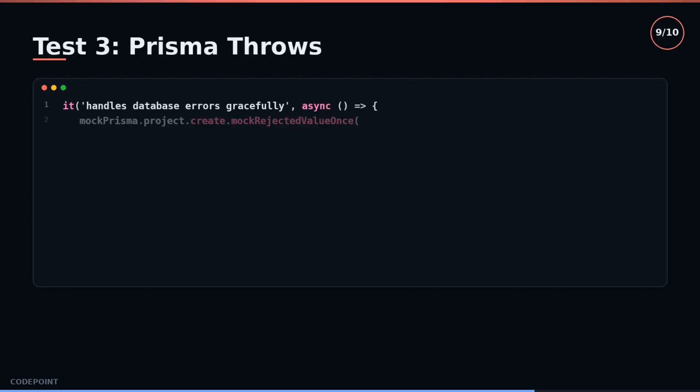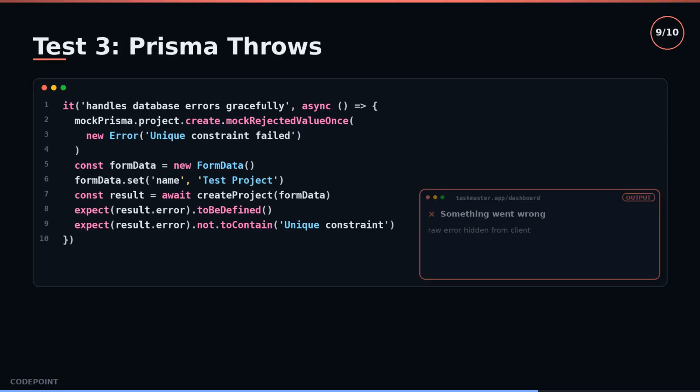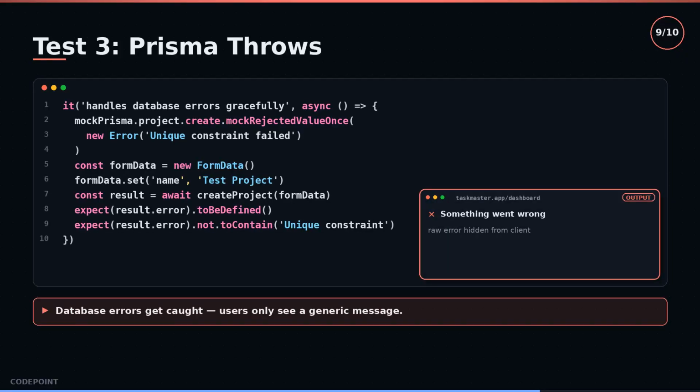Test 3. Prisma throws. It handles database errors gracefully. Async. mockPrisma.project.create.mockRejectedValueOnce, new Error unique constraint failed. Const formData is new FormData. formData.set name, test project. Const result is await createProject formData. Expect result.error to be defined. Expect result.error not to contain unique constraint.